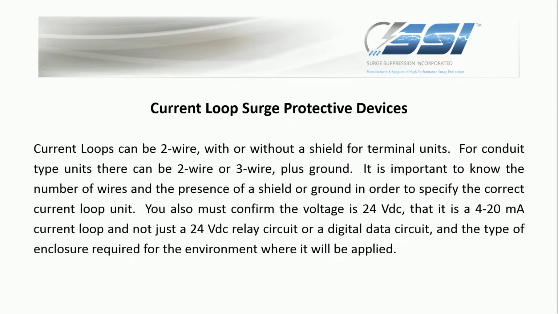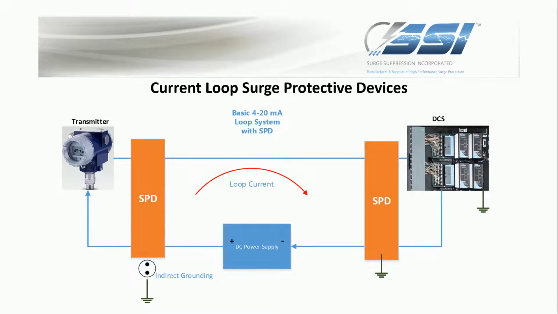Current loops can be 2-wire plus ground or 3-wire plus ground. They can also be with or without a shield on the cable. Take the time to get the necessary information to determine the proper SPD for the circuit. Specifying the wrong type of current loop SPD could mean not being able to install the SPD in the available space or the type of environmental conditions, as well as not working properly on the circuit and corrupting the information.